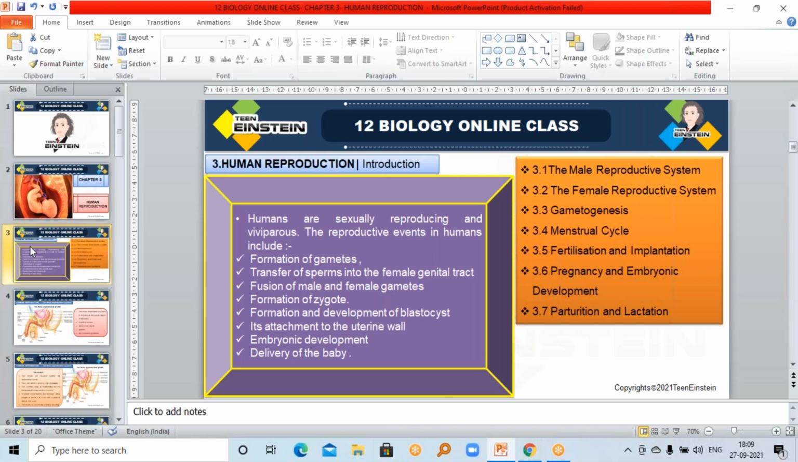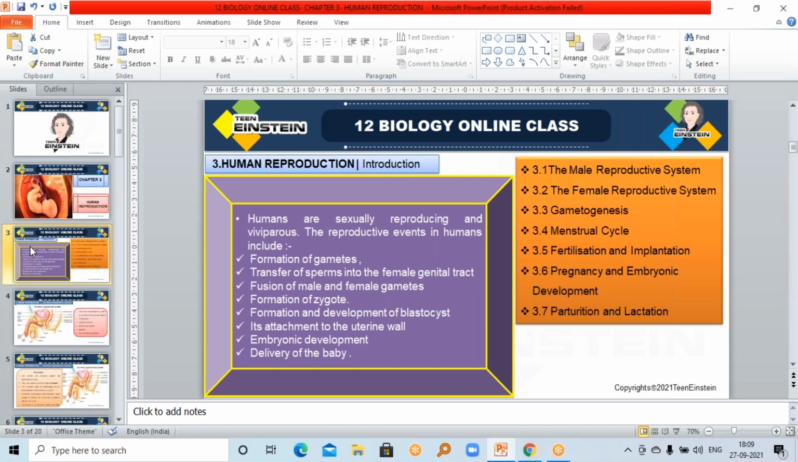The substances produced by the accessory glands protect the gametes and help in the movement of gametes. So what is the role of accessory glands? Accessory sex glands produce some substances that can protect the gametes, and those substances help in the movement of gametes.